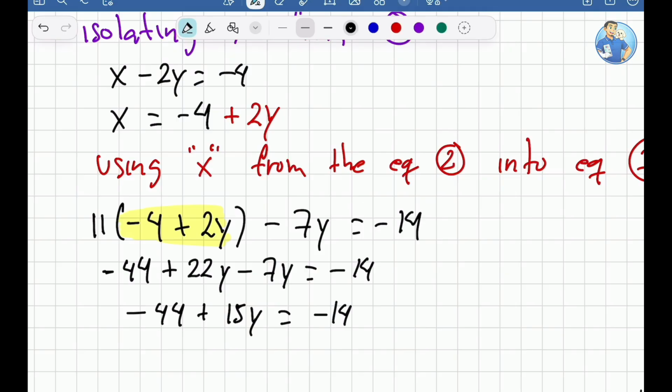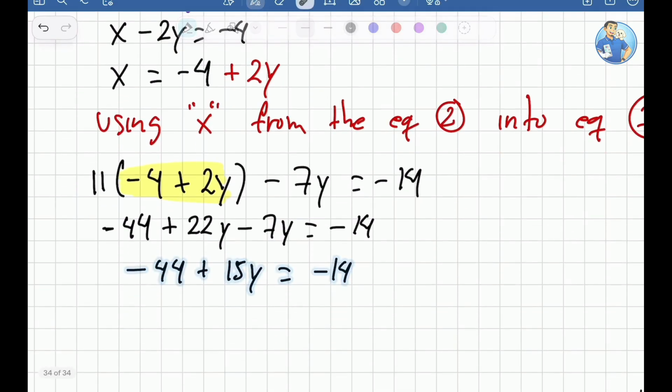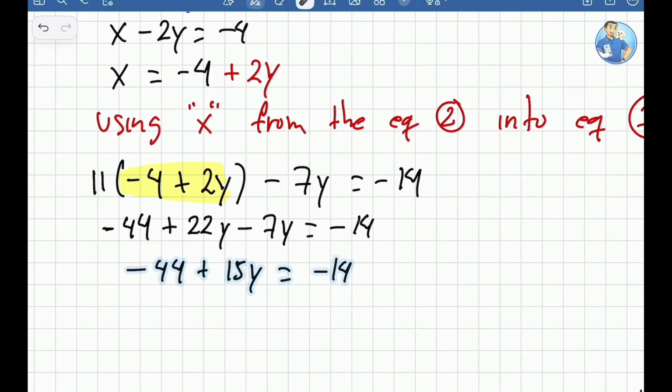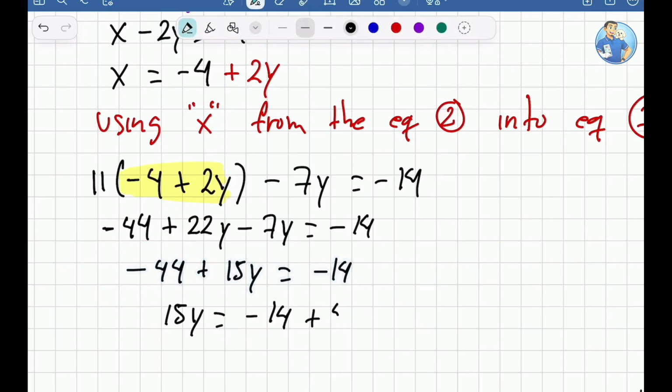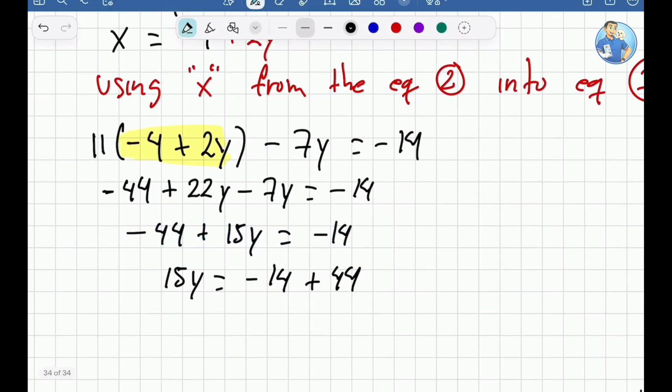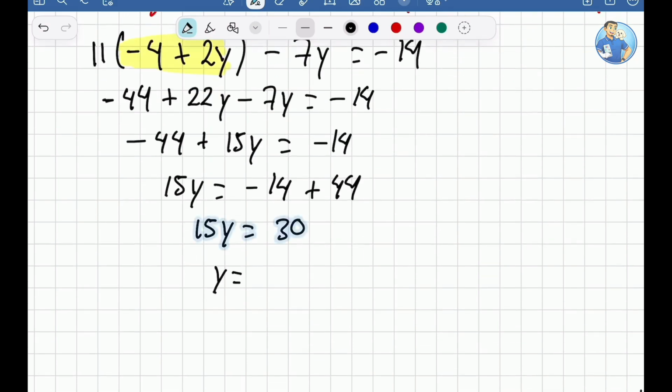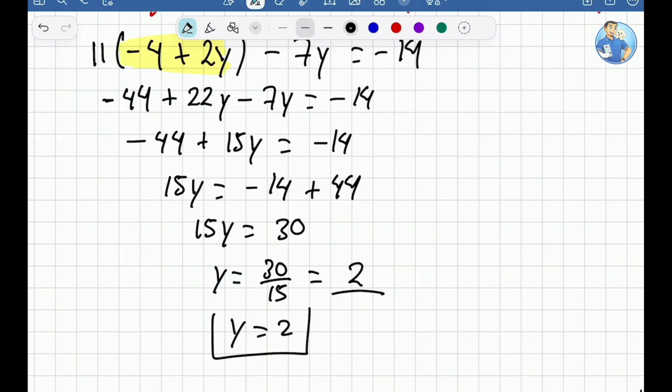The goal at this step is to isolate y. So we need to move the negative 44 by using the opposite operation. So it's going to be an addition. So this is 15y equals minus 14 plus 44. Okay, so obviously this is 30. So we have 15y equals 30. Then y is going to be 30 divided by 15. So this is 2. So y equals 2. Okay, all the steps in order to find y.